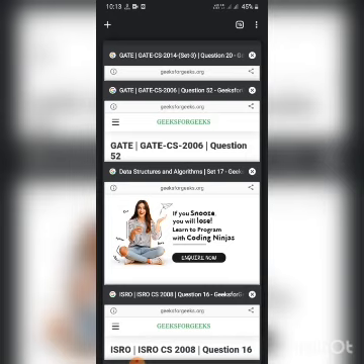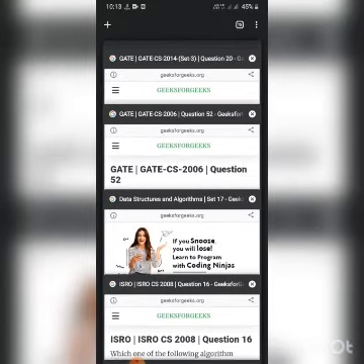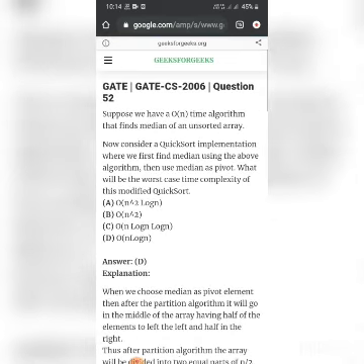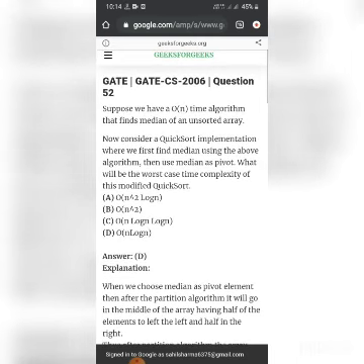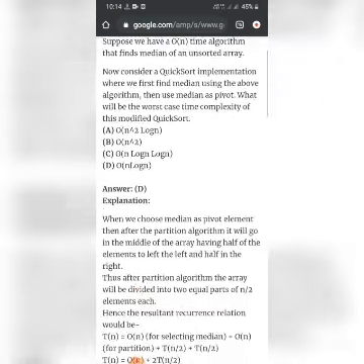Okay, now the next question they asked. Suppose we have an O(n) algorithm that finds the median of an unsorted array. Now consider a quicksort implementation where we first find the median using the above algorithm. Then we use the median as a pivot. What will be the worst case time complexity of the modified quicksort? And the answer they give is O(n log n).